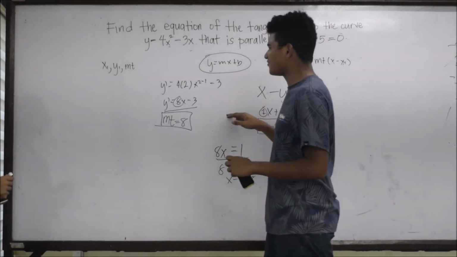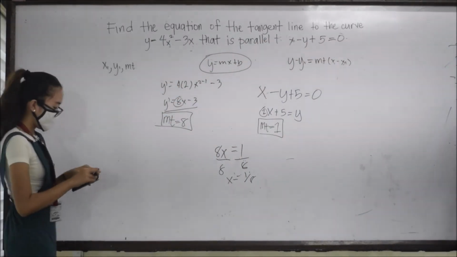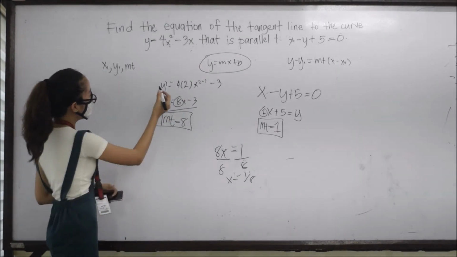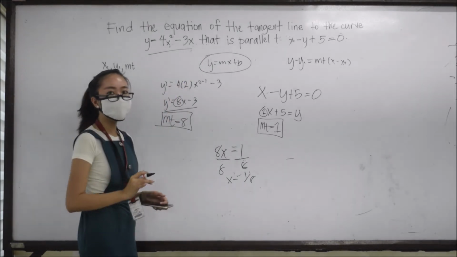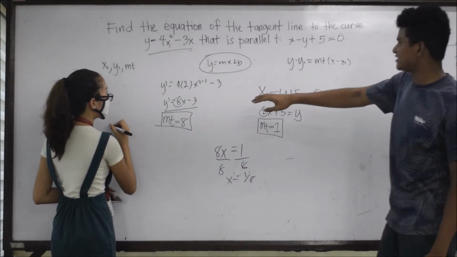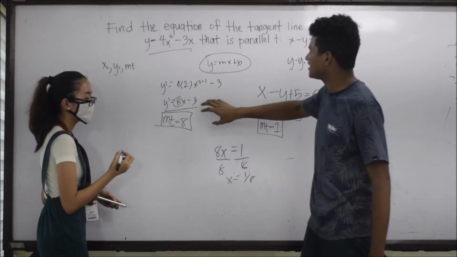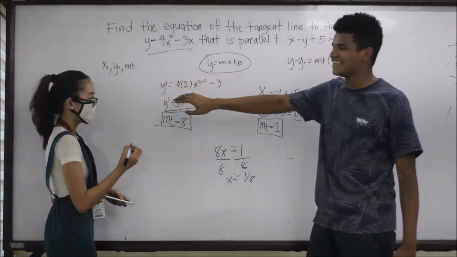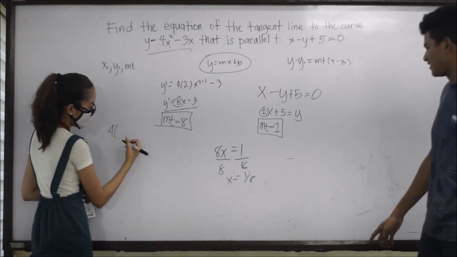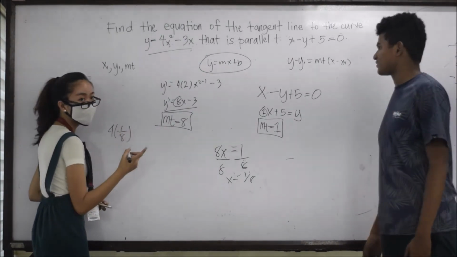So the next thing we're going to find is the tangency of y sub 1. So when finding the tangency of y sub 1, you use the equation of the curve. We're just going to simply replace the value of x, which is 1/8, in the original equation to find the tangency of y. You substitute the value of x to the equation of the curve.